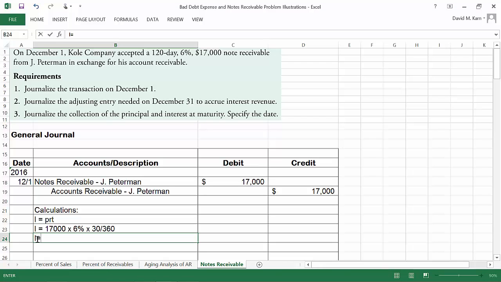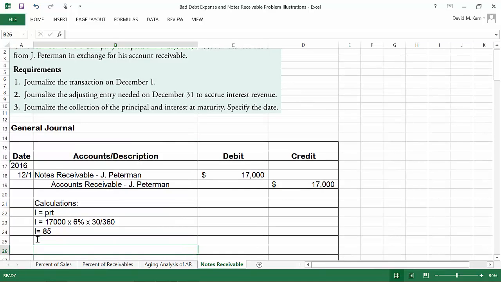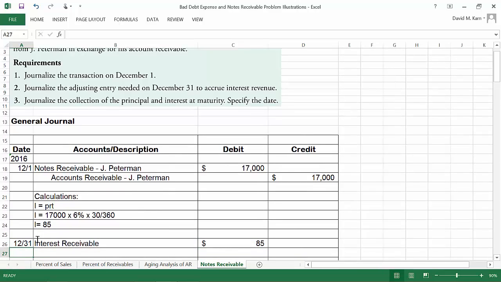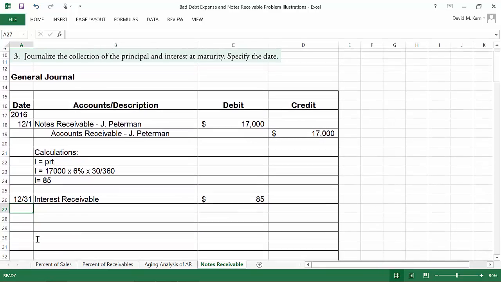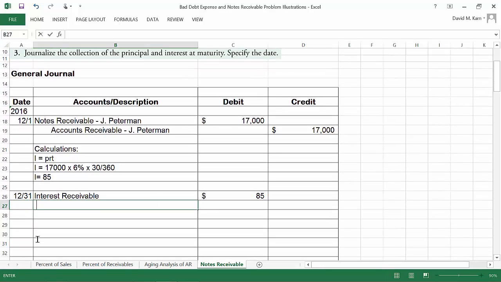So I equals 85. Now remember, this is an adjusting entry because the note is not being paid or maturing at this particular time. It's just that we have to record the interest in the proper period. So we are owed the interest and we have earned the interest. So to record this adjustment, we would debit interest receivable because we are owed the interest, $85, and we would credit interest revenue.